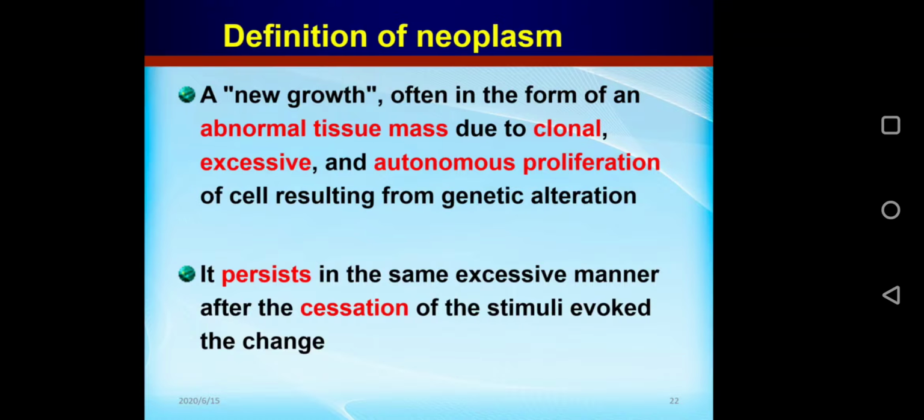Now let's learn the definition of neoplasm. You need to master this definition. Neoplasm means a new growth, often in the form of an abnormal tissue mass due to clonal, excessive, and autonomous proliferation of cells resulting from genetic alteration. So neoplasm means a new growth. A new growth usually shows a tissue mass. The growth is uncontrolled. It persists in the same excessive manner, even after the cessation of the stimuli that evoked the change.